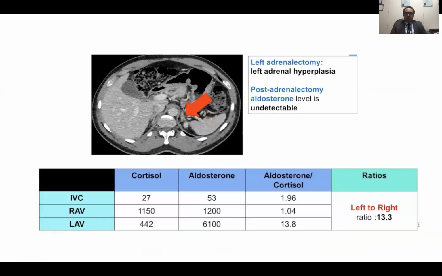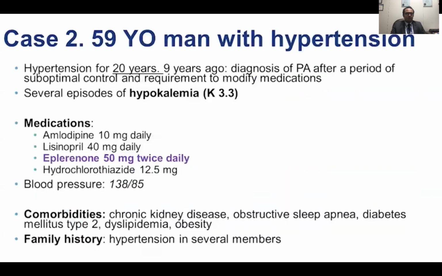Okay, so this patient underwent adrenalectomy, left adrenal hyperplasia was diagnosed, and post-adrenalectomy, we have to see the aldosterone, and that is undetectable, and it is cured. So we will discuss what our goals of treatment are after that.